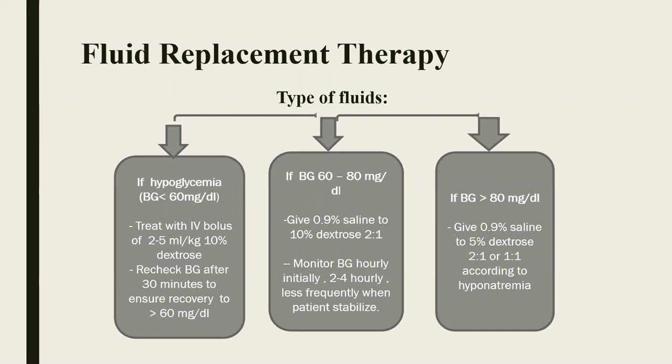So now if the blood glucose is between 60 and 80 milligram per deciliter, then the patient should be put on isotonic saline to glucose 10% in a ratio of 2 to 1 or 1 to 1, depending on the sodium of the patient. And if the blood glucose of the patient is above 80 milligram per deciliter, then the patient should get fluids in the form of isotonic saline to glucose 5% in the ratio of 2 to 1 or 1 to 1, again, depending on the sodium of the patient.